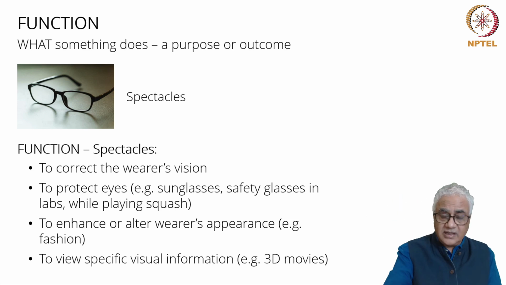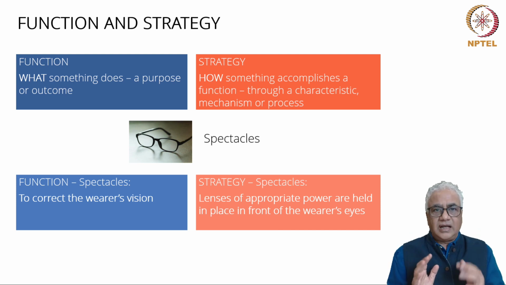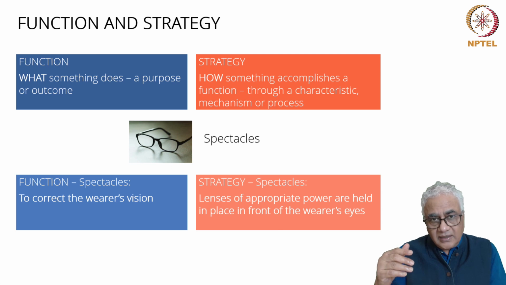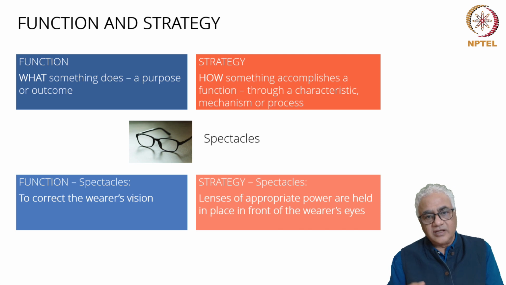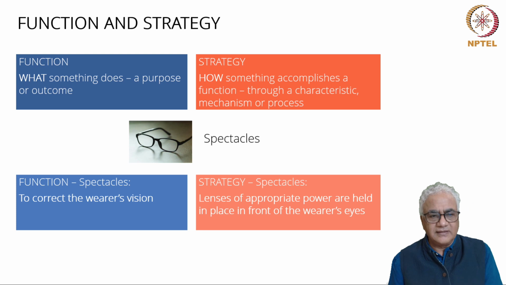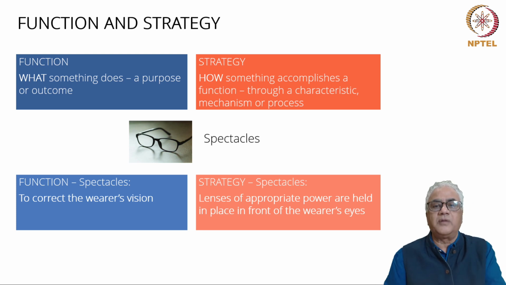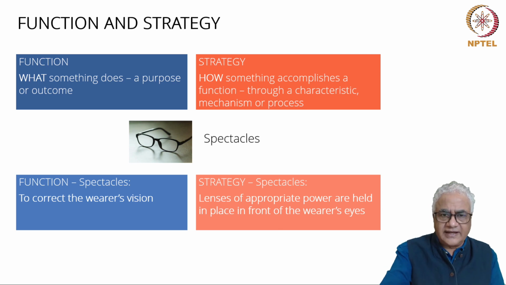The next word is very important. The next word is strategy. I can't just have a function, right? I need to also have a strategy to accomplish that function. So it can either be a mechanism or a process. What is it in the case of the spectacles? In the case of spectacles, it is lenses of appropriate power. So that if you go to a lens factory, you will find people making different types of lenses depending on the power that the wearer needs. So strategy is, how is that function accomplished? Very easy. Now look at the next one.